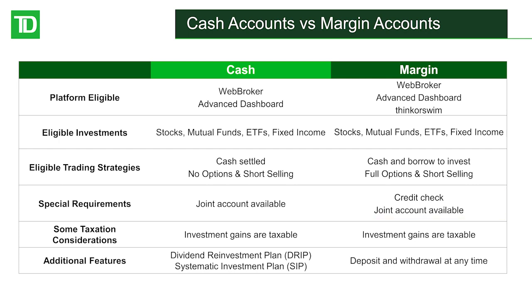The last two things are that the investment gains are also going to be taxable. If you do make any investment gains and make money in the account, at the end of the year you have to pay taxes to the CRA for those investments. As well, you can deposit and withdraw at any time. If you need money from your margin account, as well as from a cash account, you're able to take out the money right away and receive that money into the account that you like.